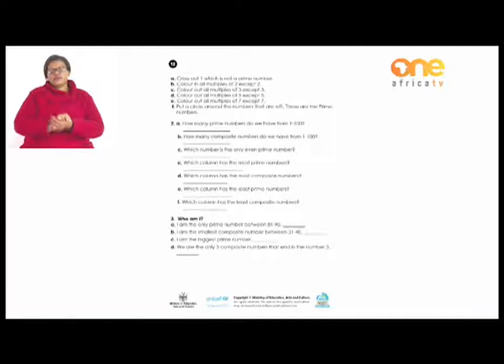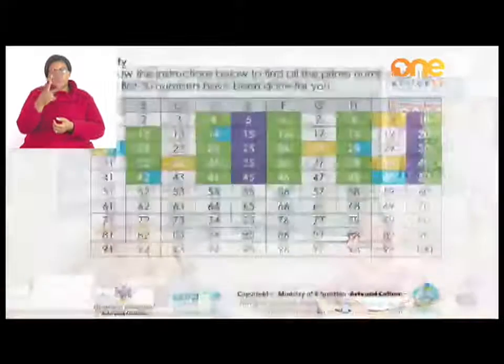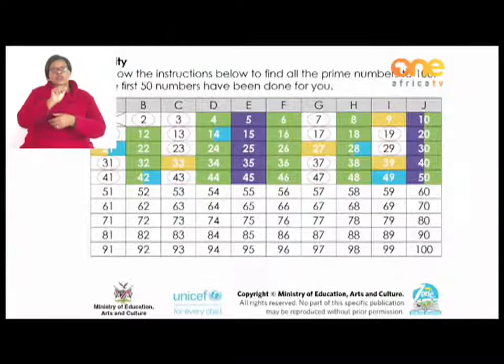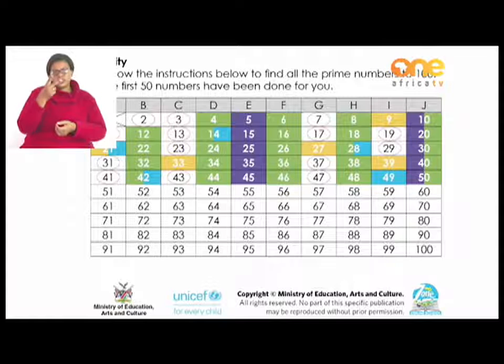Now, you will notice on top of the table, there are letters A to J. If we look at the letter D, for example, there is 4, 14, 24, 34, 44, 54, 64, 74, 84, and then 94. All these numbers, I can say they are in the column of D. Are we together? So all those numbers fall under the column of D.